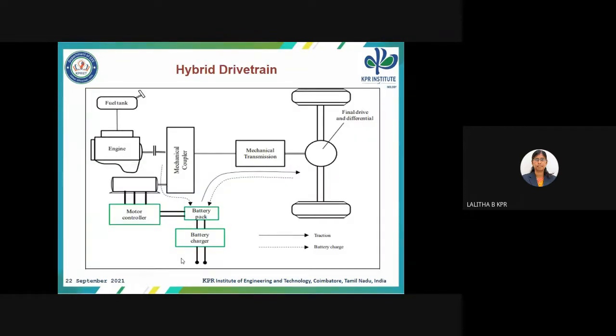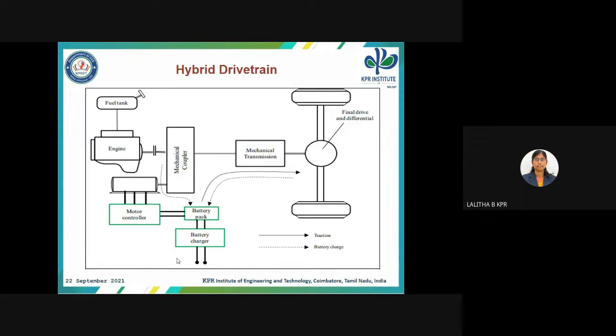The next one is the hybrid electric vehicle drivetrain. In the hybrid electric vehicle, we know it consists of the internal combustion engine. It has both the IC engine and the electric motor part. The IC engine will be operated with the help of fuel. It may be petrol, diesel, or gasoline. The electric motor will be driven with the help of the battery.